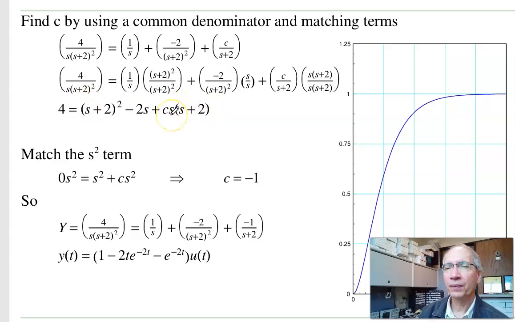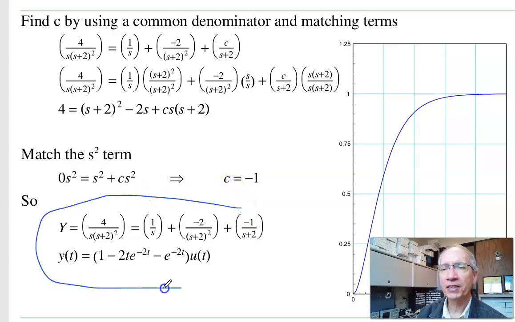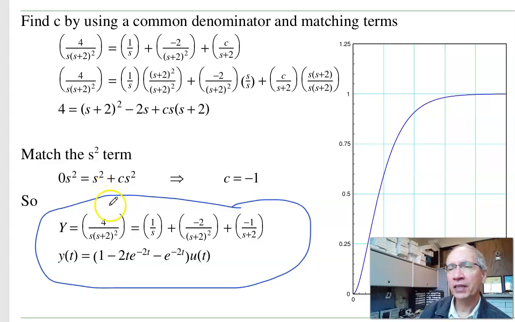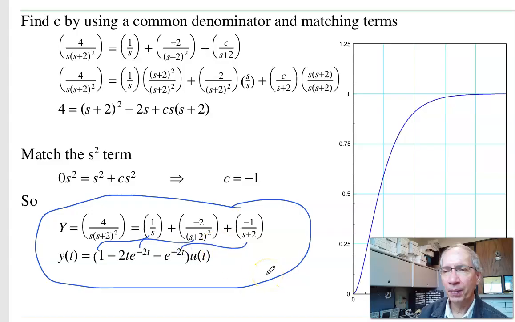Solve for c. And there's actually 3 terms, the s squared, s, and constant term. All 3 of them have to match. Let's take the easy one, the s squared term. This is 0s squared is equal to 1s squared, nothing, plus cs squared. So c must be minus 1. So here's c, here's your partial fraction expansion. And now I can take the inverse Laplace transform. This is 1 over s minus 2 over s plus 2 squared minus 1 over s plus 2. There's y of t.